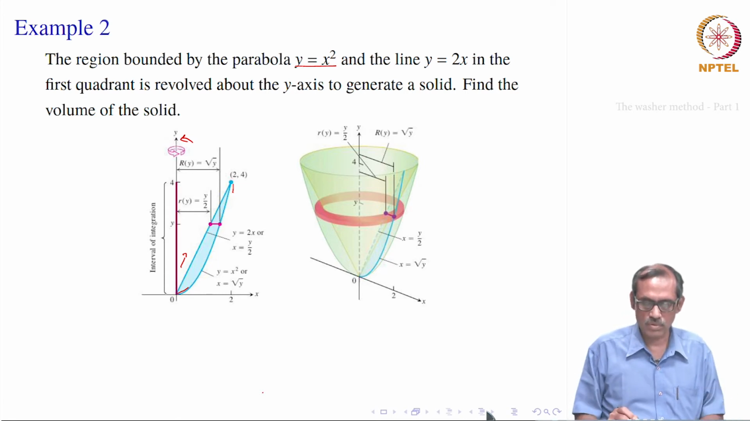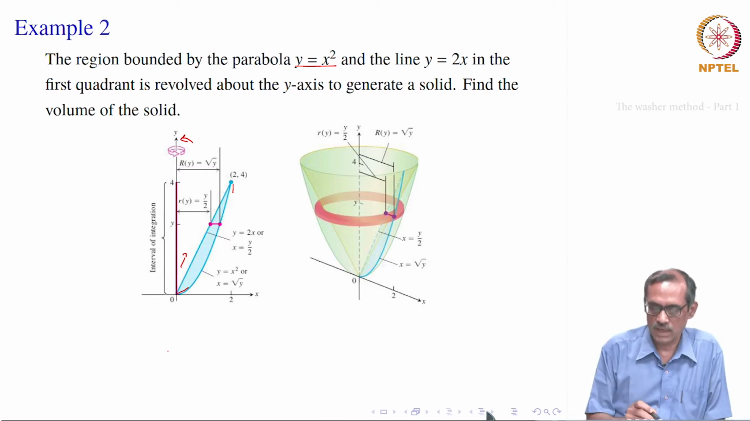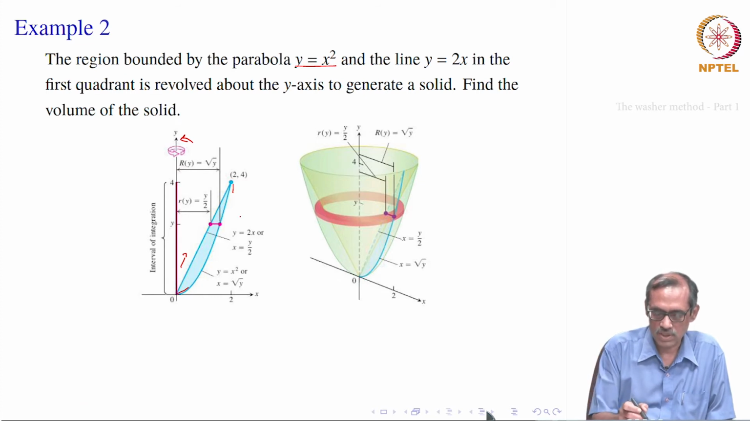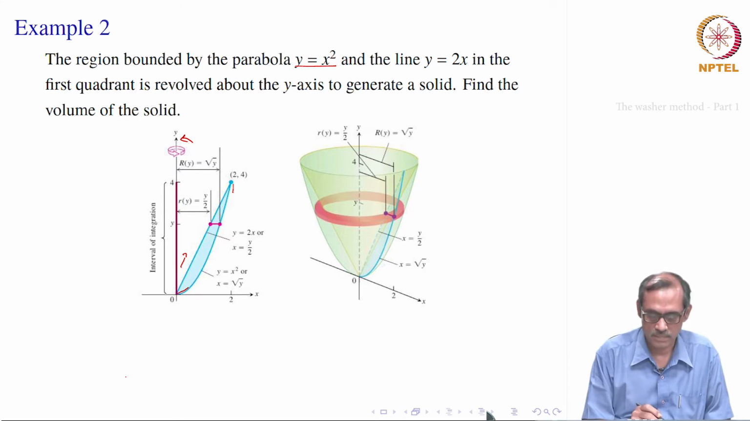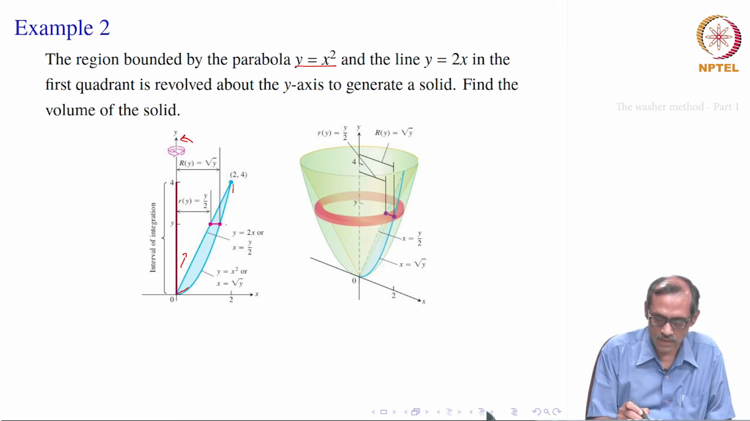So, again what we have to do, we should find out the outer radius, inner radius and limits of integration. Now, this is revolved around y axis. So, we should express the region as a function of y, that is we should find out the outer radius in terms of y, inner radius in terms of y, and then the limits of integration should be limits for y. Okay. So, as you see we have the curve as y equal to x square, or in the first quadrant we can write x equal to square root of y.